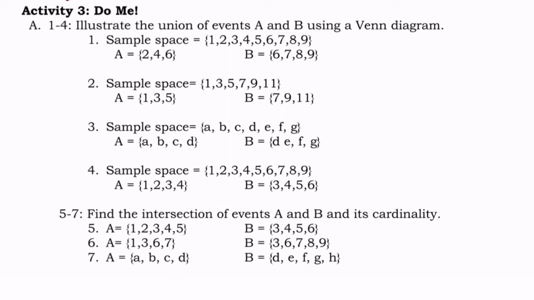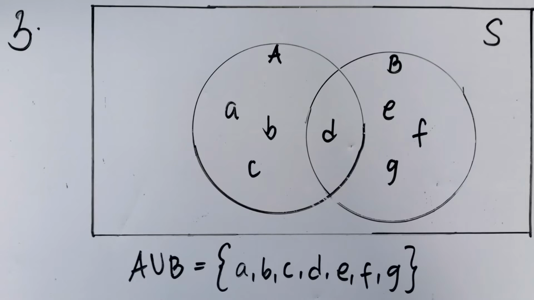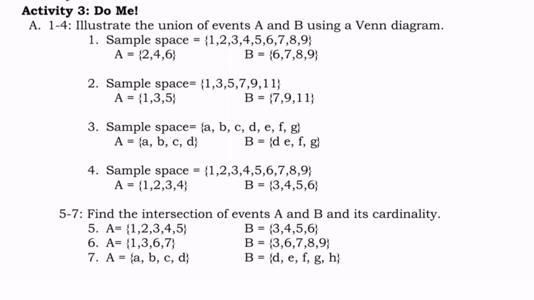Number 3, sample space: A, B, C, D, E, F, G. Set A: A, B, C, D. Set B: D, E, F, G. Number 4, sample space: 1, 2, 3, 4, 5, 6, 7, 8, 9. Set A: 1, 2, 3, 4. For set B: 3, 4, 5, and 6.